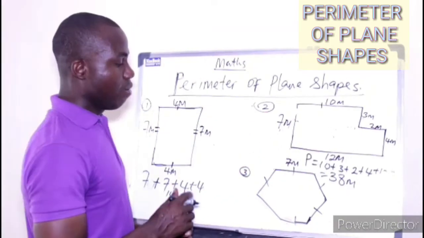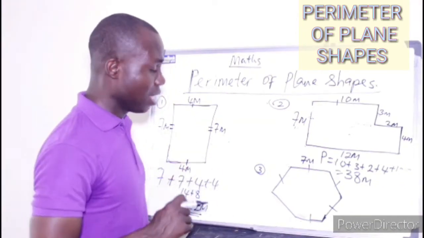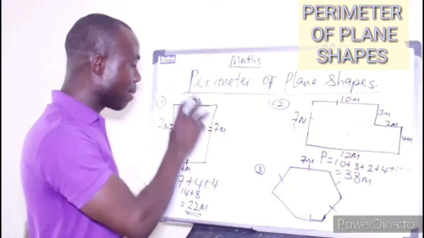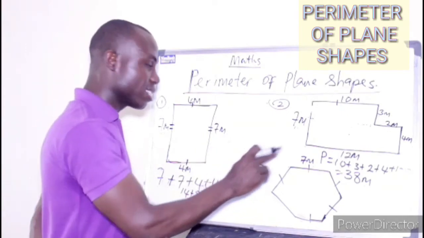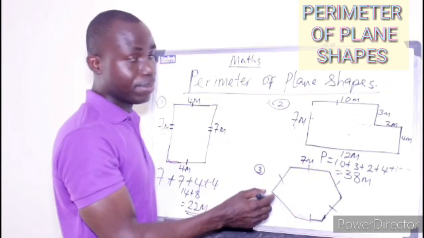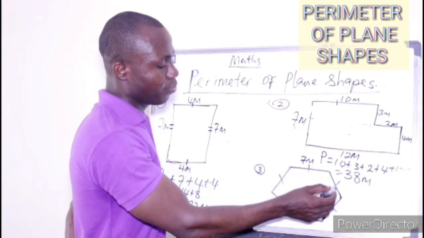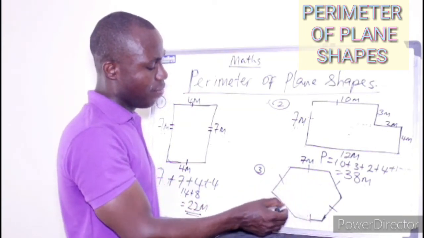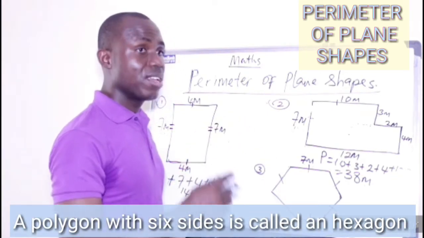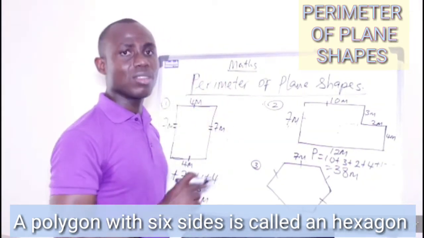For the last example, only one side is given. But there is something here. I told you in the first example, that whenever you see the same sign repeated on the other part, it means they are equal. This is called a regular shape. It has equal sides. We have how many sides? 1, 2, 3, 4, 5, and 6. This is a regular hexagon. A regular hexagon is a polygon that has 6 equal sides.